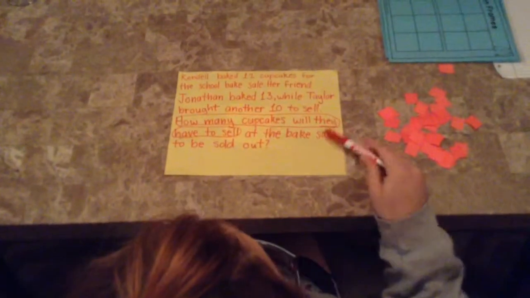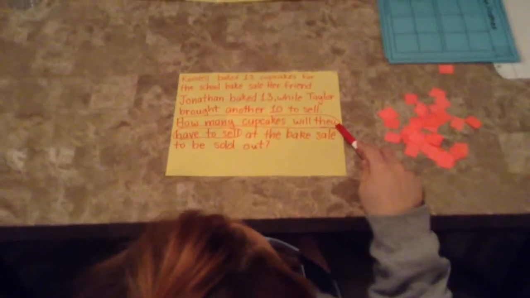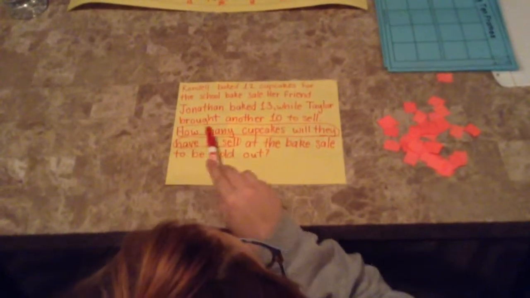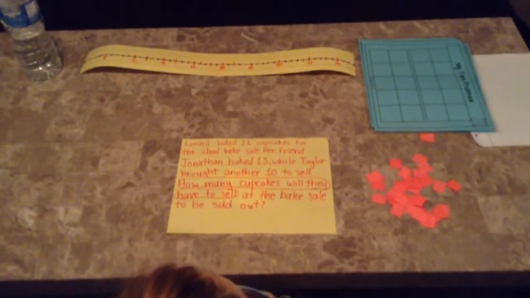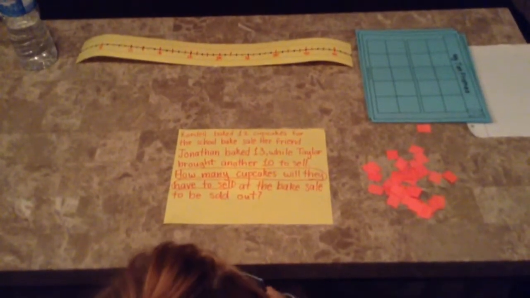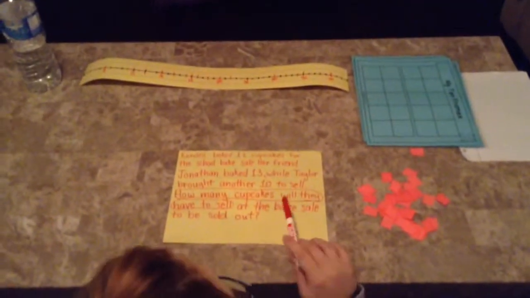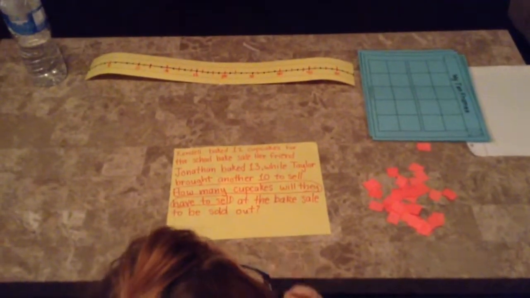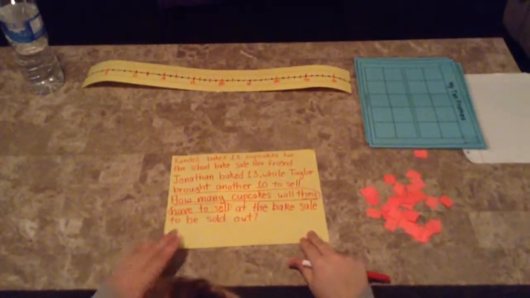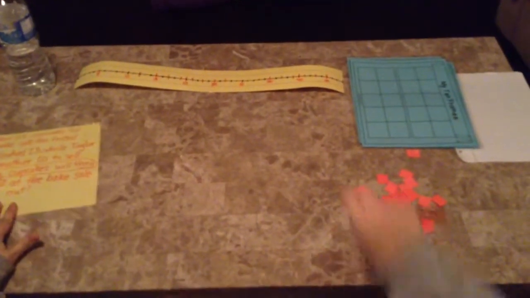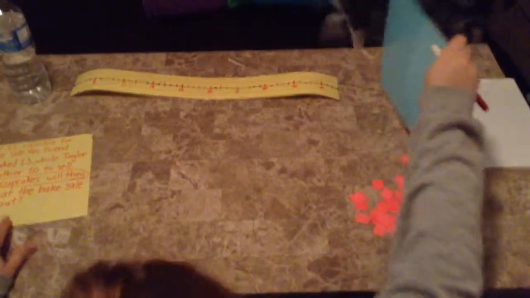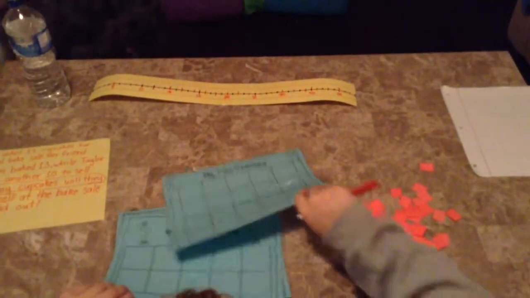So what I did here was I circled the key information that we need to know, which is how many cupcakes will they have to sell. That tells us that we are looking for a total. So we have to find the total amount of cupcakes that Kendall, Jonathan, and Taylor brought, and that would be how many they have to sell at the bake sale. So we're going to move this over here, and we are going to start off using our 10 frames.